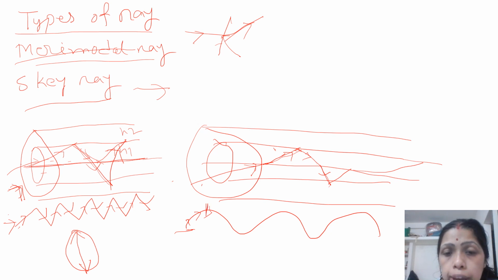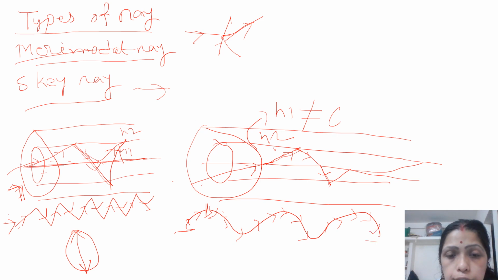Why does it happen? Because in the core the refractive index is not constant. The eta 1 is not constant. Here also, at each moment the direction is changing, so it is following the rotating path.